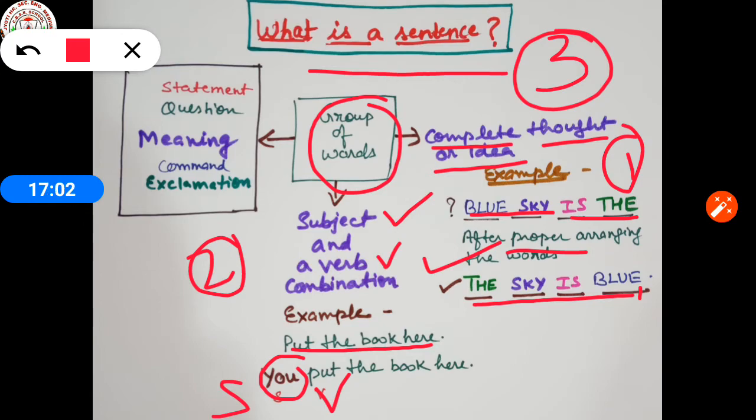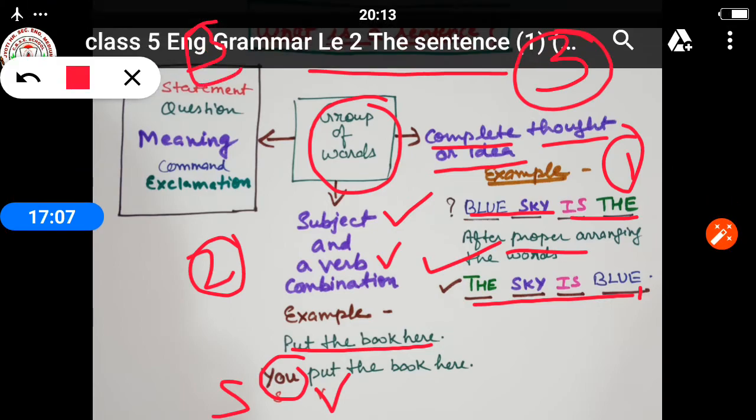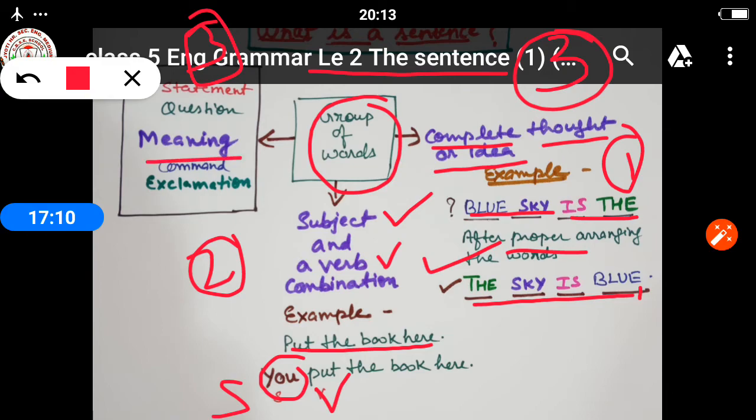And the third and most important characteristic is that the meaning of any sentence may be different based on different expression. These expressions may be a statement, may be related to a question, may be related to a command, may be related to exclamation.